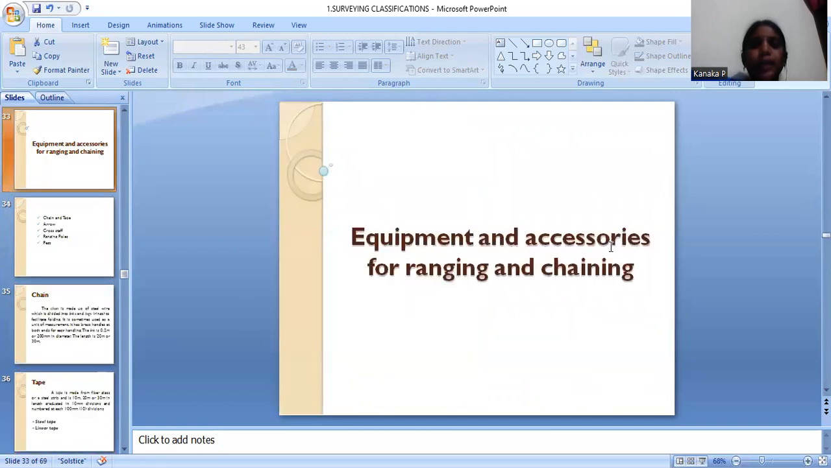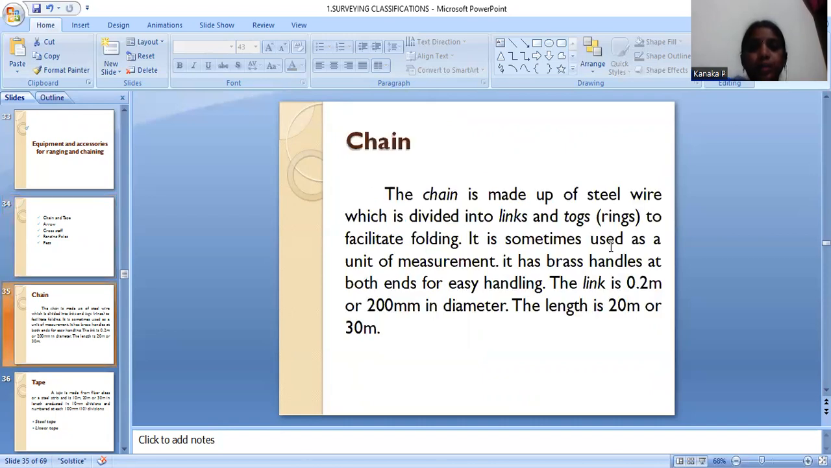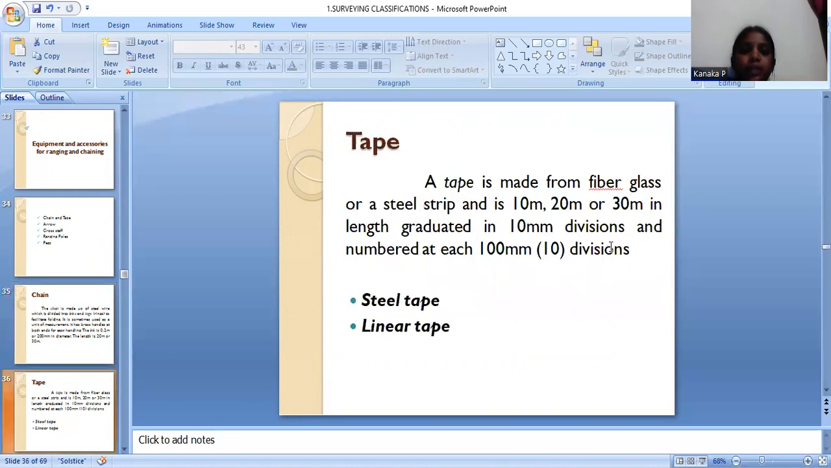Next one is equipment and accessories for ranging and chaining: chain and tape, arrows, cross staff, ranging poles, pegs. So, the chain. A chain is made up of steel wire, which is divided into links, and tag rings facilitate folding. It is sometimes used as a unit of measurement. The link is 0.2 meter or 200 mm. The length is 20 meters or 30 meters for the surveying chain.